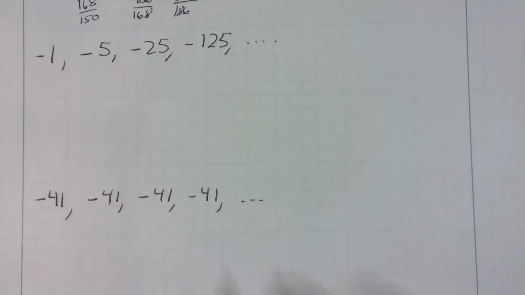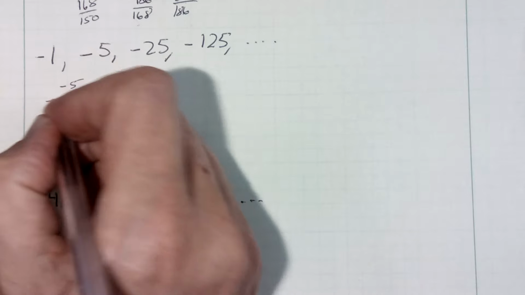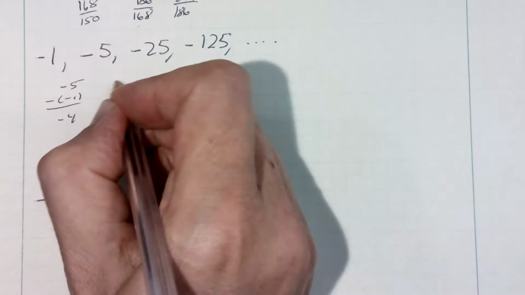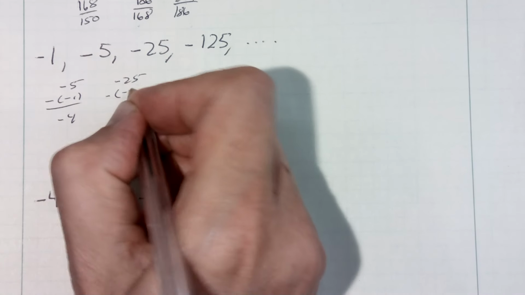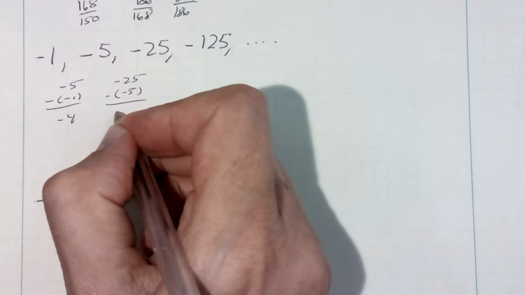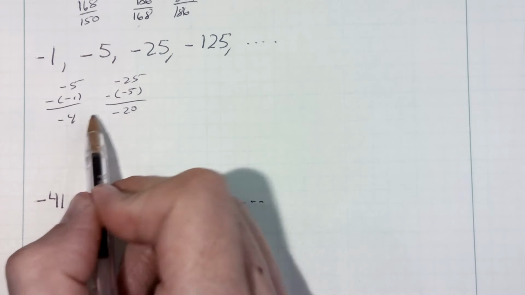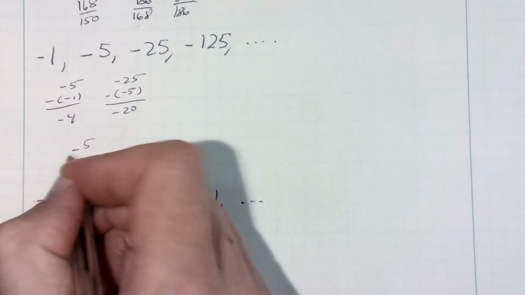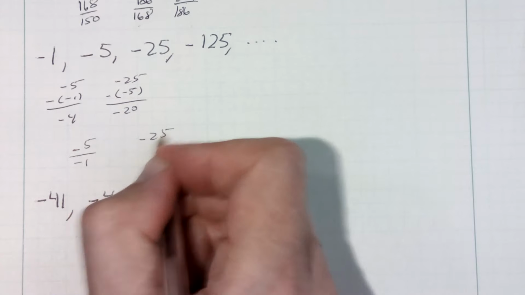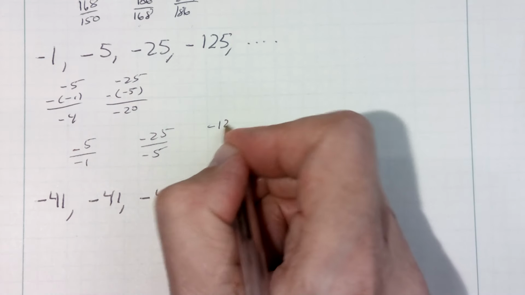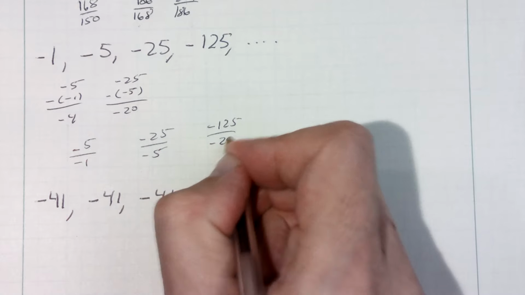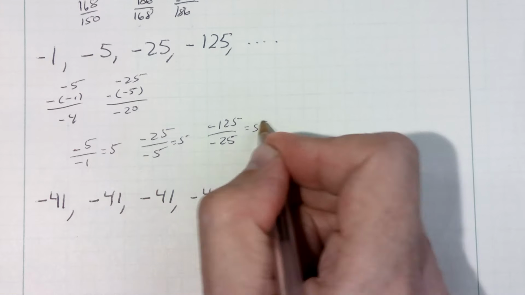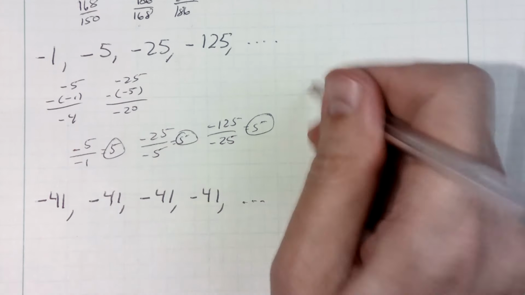This one here, again, I'm going to do negative 5 minus negative 1. That's going to give me a negative 4. I'm going to do negative 25 minus negative 5. That's going to give me a negative 20. Those differences are not the same, so this is definitely not arithmetic. But then I'm going to do negative 5 over negative 1, negative 25 over negative 5, negative 125 over negative 25, and all of these reduce down to just a simple 5. Hey, if all those ratios are the same, then this one is definitely geometric.